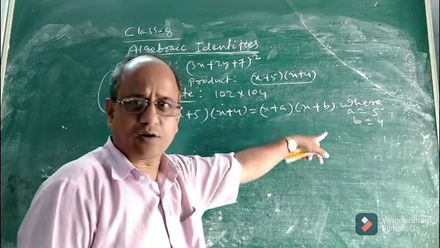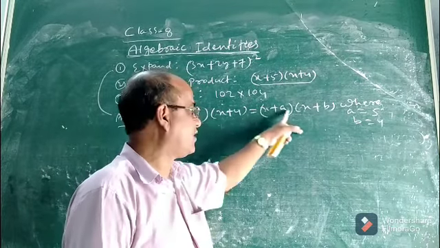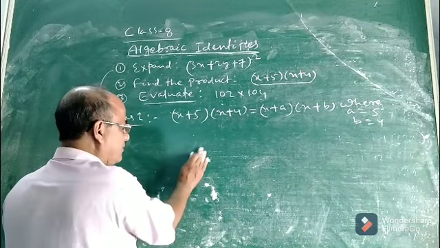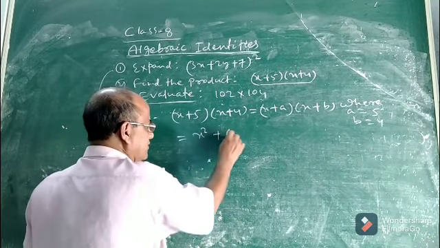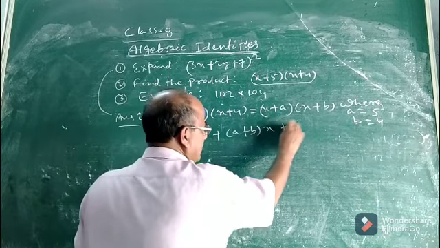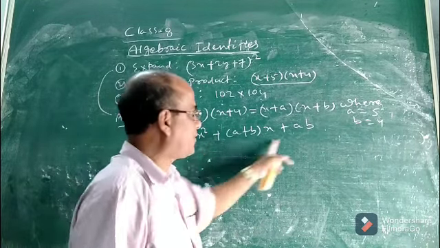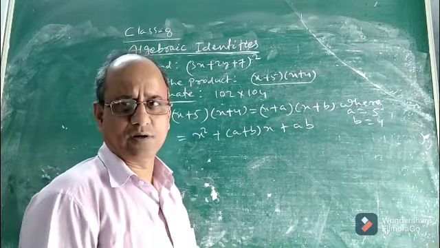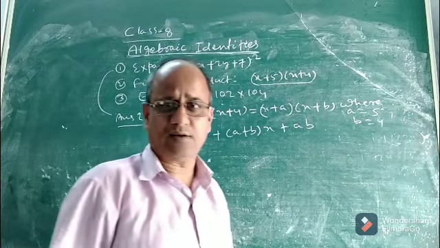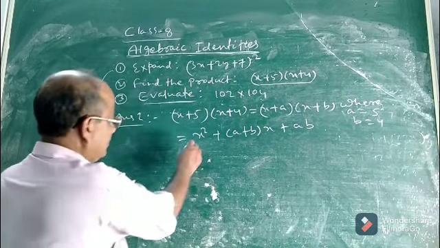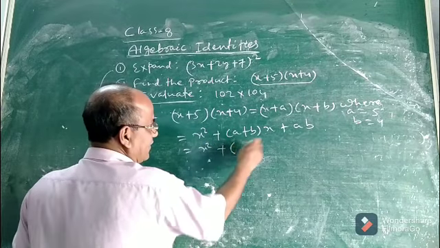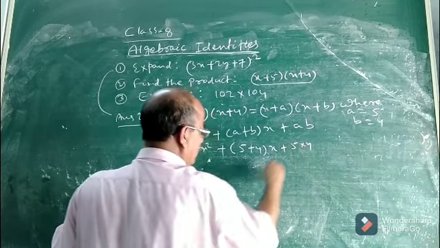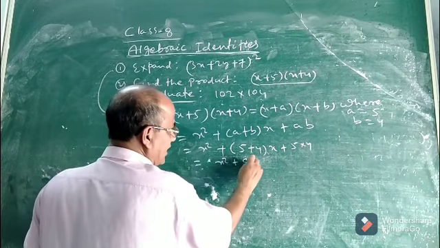Then you recall what the formula is. If you don't remember the formula, you cannot do it. The formula is x square plus (a plus b) into x plus ab. This is the formula of this particular identity, x plus a into x plus b. Now you put the values of a and b and you will get the product. x square will remain as it is, a is 5, b is 4, so it is x plus 5 into 4. So this will be x square plus 9x plus 20.